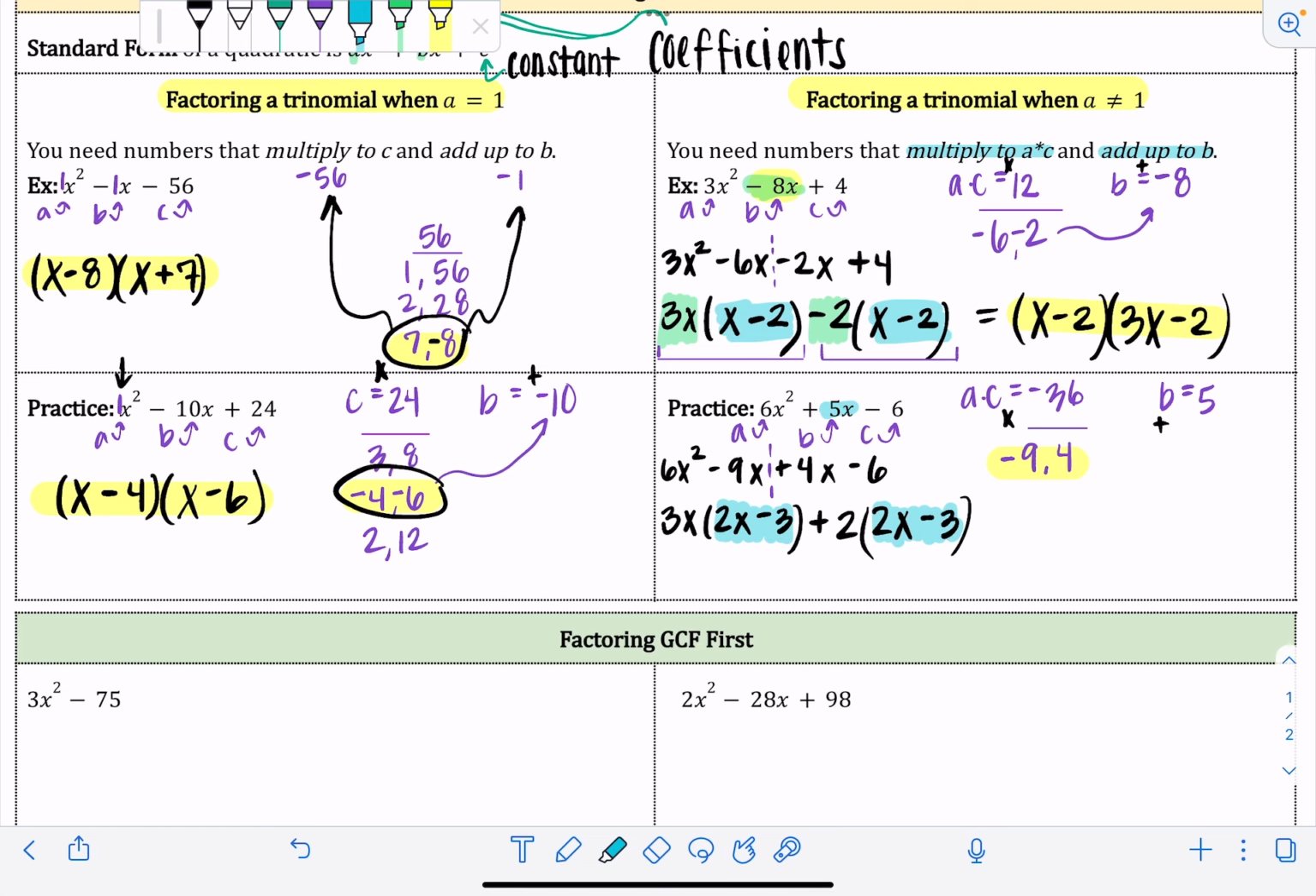So I'm going to pull that 2x minus 3 out of each term, which again, this is one term, and this is another term. What I'm going to be left with when I take those out is my second factor. So I'm going to be left with a 3x and a plus 2. That'll go in parentheses.